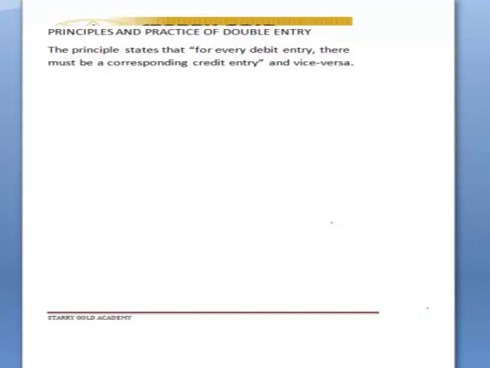It is pertinent to note that this principle is recorded in favor of an Italian mathematician known as Luca Paciolo, which he did in the year 1494.